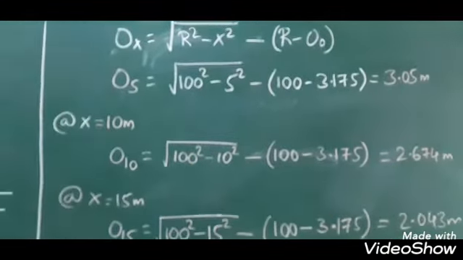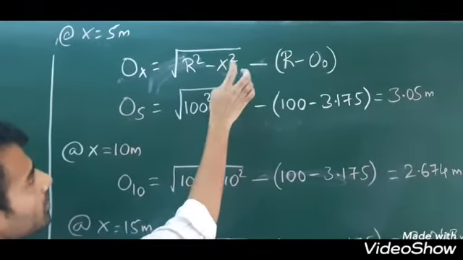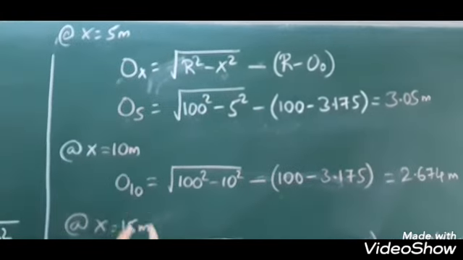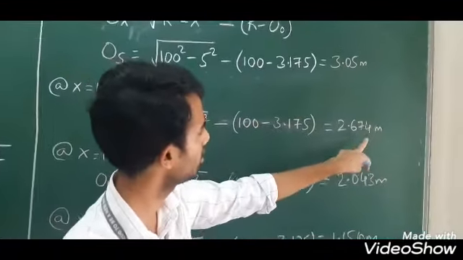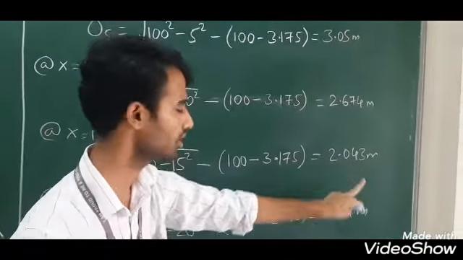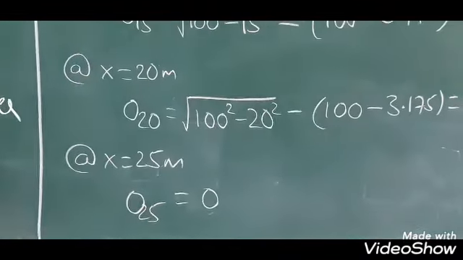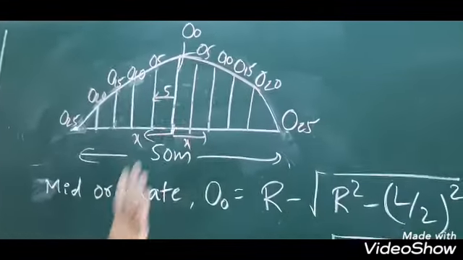Enter all these x values, 5 meter, 10 meter, 15 meter, 20 meter, 25 meter, and for all the x values you find the ordinates. This is how we have found them here. You can see the values of the ordinates at 5, 10, 15, 20, and at 25 it is 0. So finally we have found the ordinates.